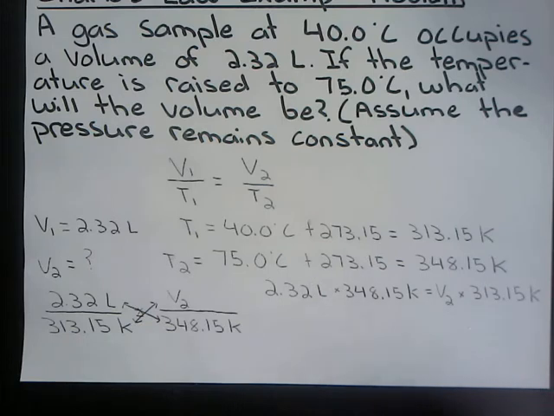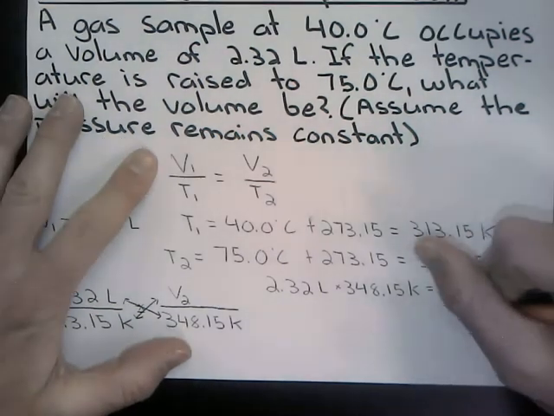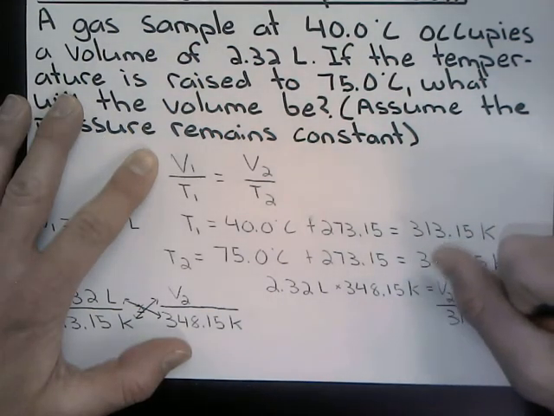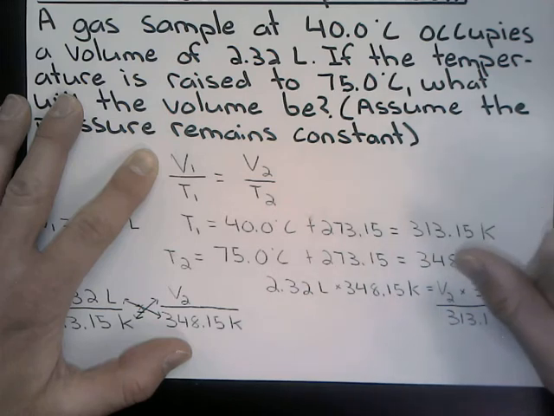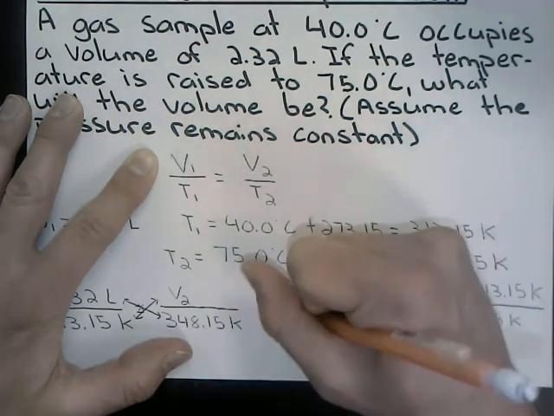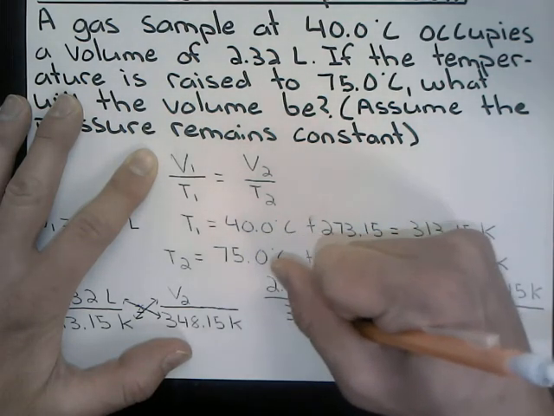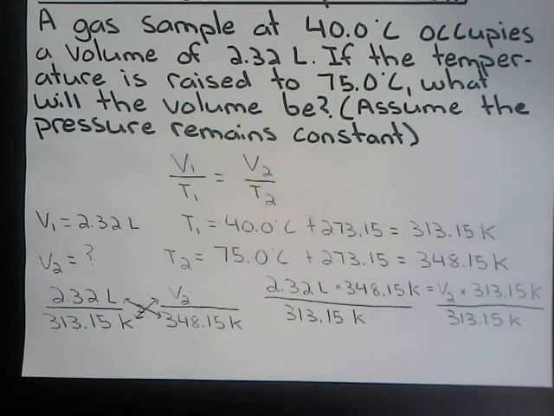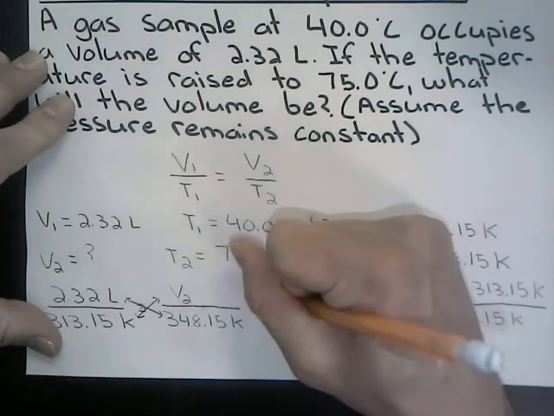Okay, so what we have to do here is this. We got to get V2 by itself. It's attached to this 313.15 number via multiplication. And so we are going to divide each side by 313.15 Kelvin. And again, divide each side by 313.15 Kelvin.